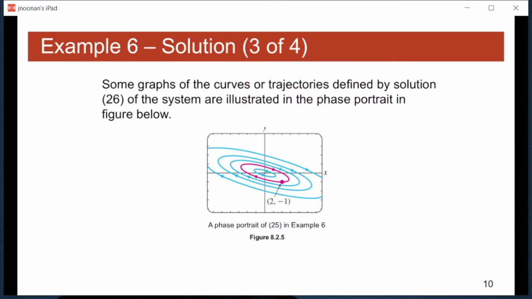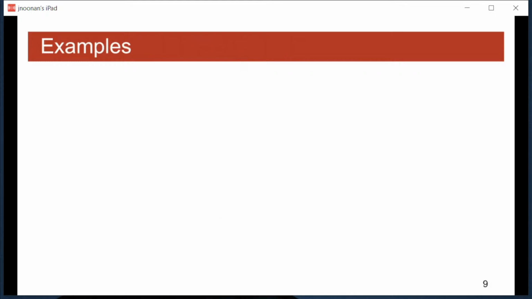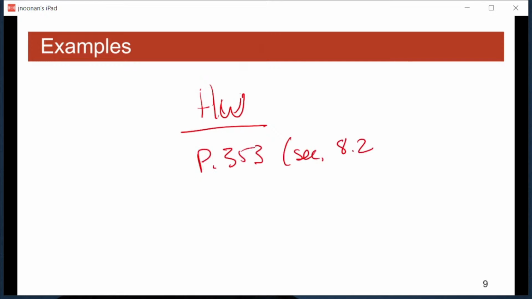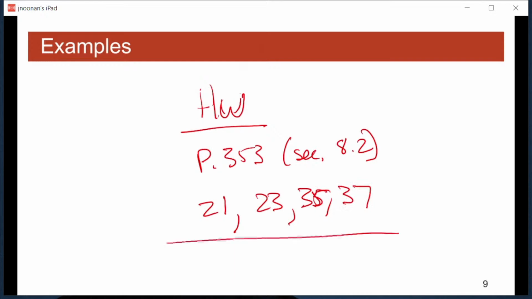I'm disappointed that we can't do more with this section, but let's see if we can come up with some homework. So here's the homework. Wait, do I have homework in the PowerPoint? I don't. So we're just going to do it this way. Let's just pick 4 problems. 2 of them are repeated eigenvalues. So this is page 353, section 8.2, and it's going to be numbers 21 and 23. Those look good. Nice odd numbers for you. And then 35 and 37. So try those and we'll do our best.